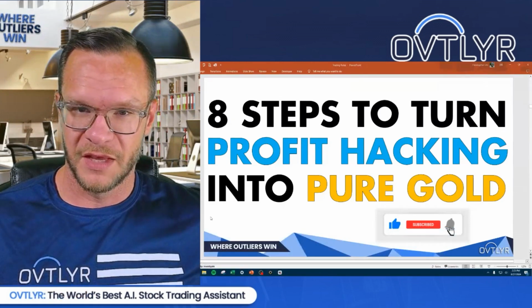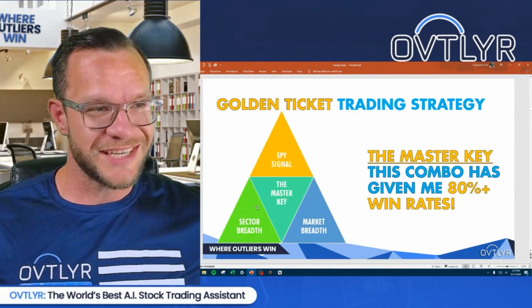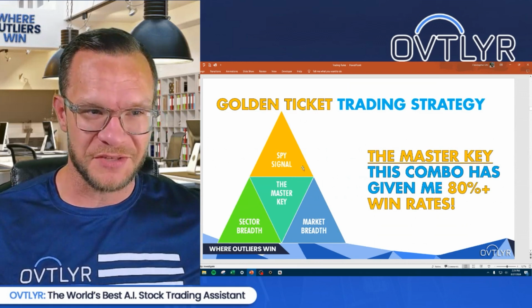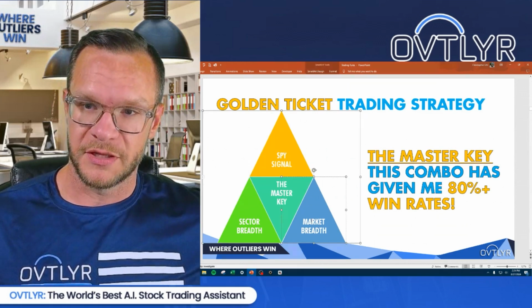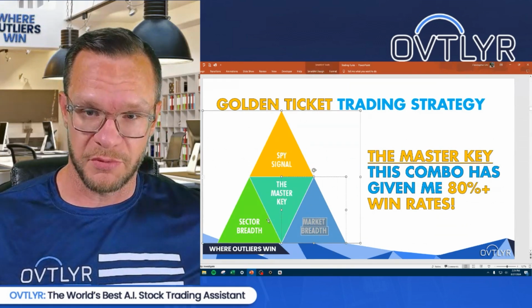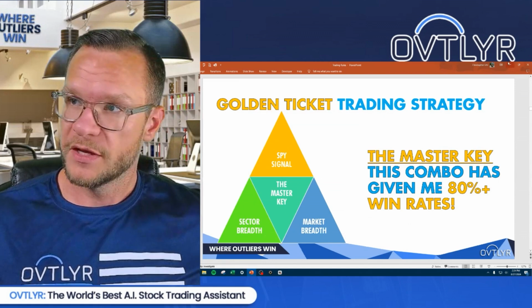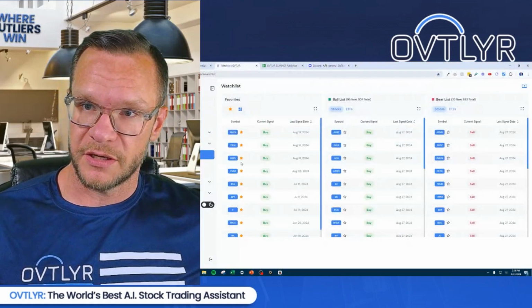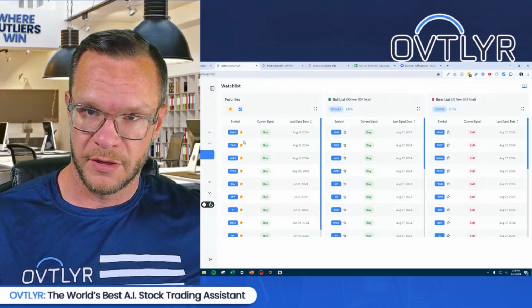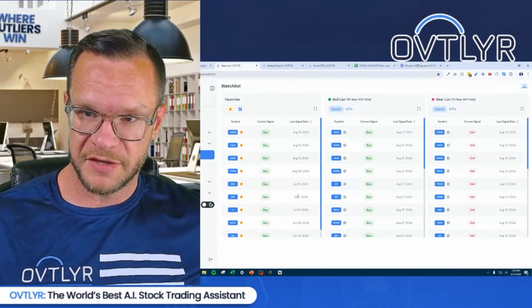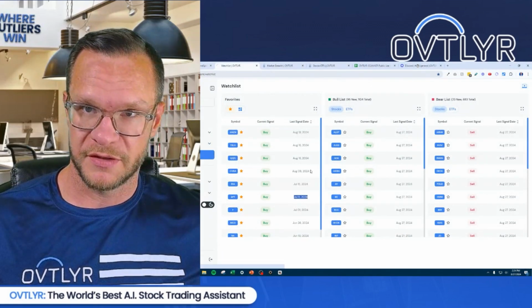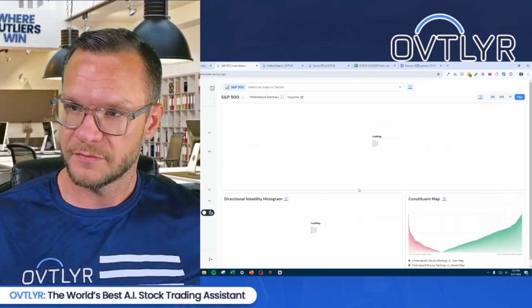Awesome. We got it. So the golden ticket trading strategy is unlocked with the master key, with the SPY signal, the market breadth being bullish, and then the sector breadth being bullish if we're going long. Okay. So let's go take a look on OVTLYR. Go to the SPY. We still have a buy signal as of July 11th. The SPY is still in a buy.